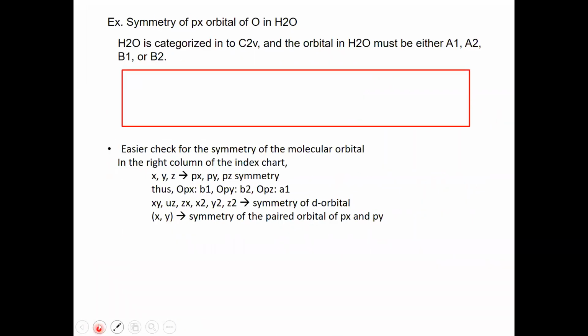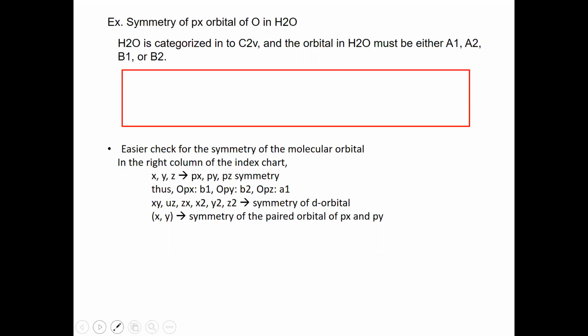Then let's move on to apply this to know the molecular orbital information from an example, right? So first, let's check out the symmetry of the px orbital of oxygen in H2O. So please think about it for a while by stopping the video and do it for yourself. Okay, then let's check this.